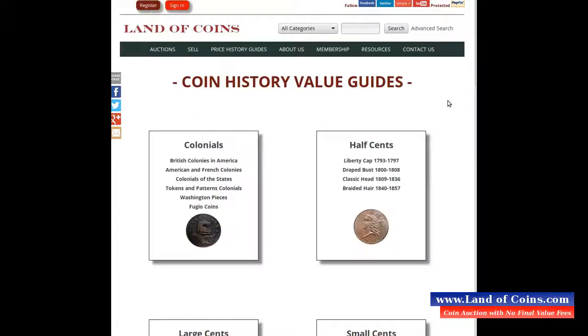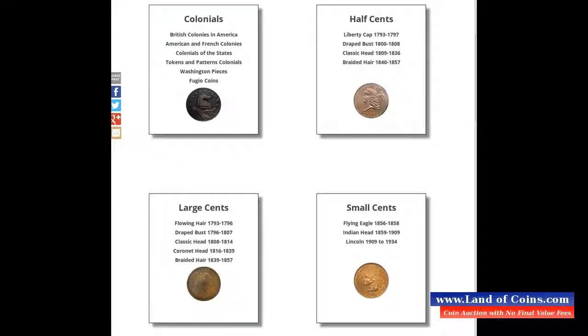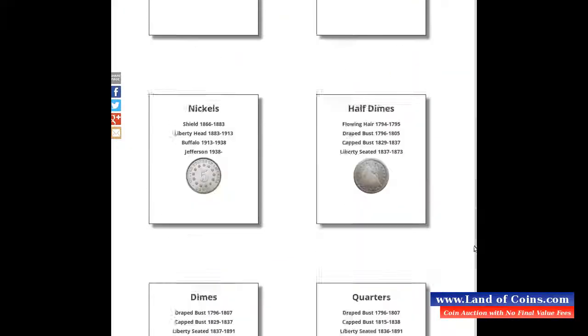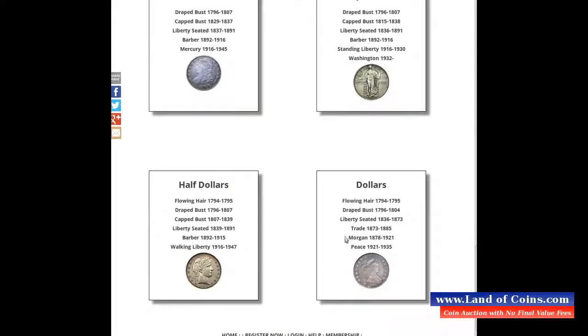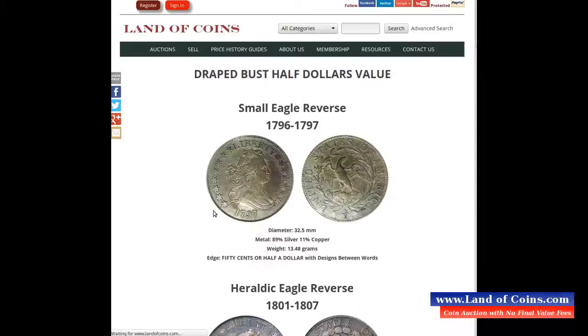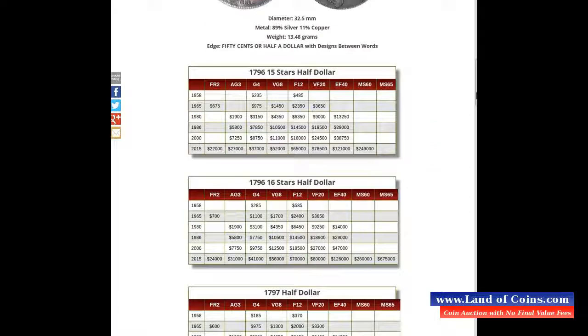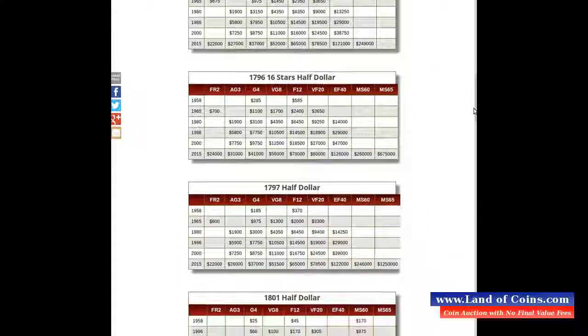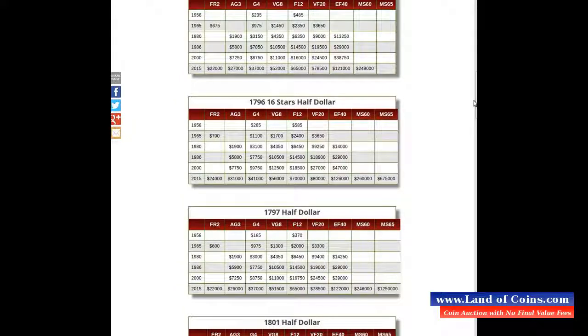Let's go to another one we can see. Half dollars. Let's go to half dollars. We'll just do one more here so you can get an idea of how things work. Draped bust. Let's go to the draped bust half dollar values. Now these have gone up substantially over the years. In just the last 15 years, you can see how dramatically they've gone up.